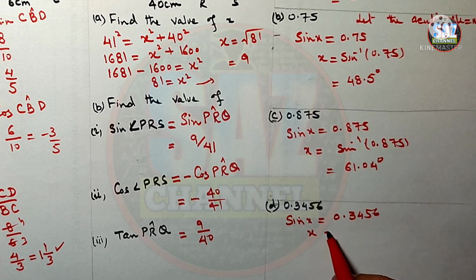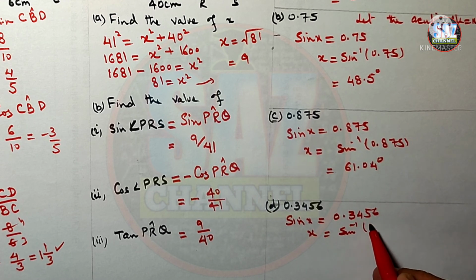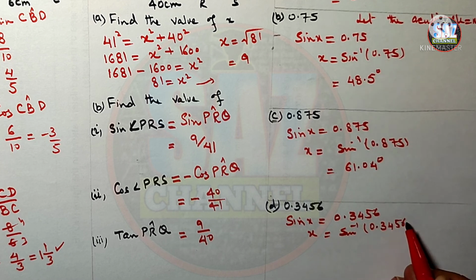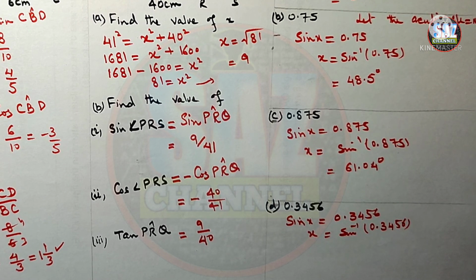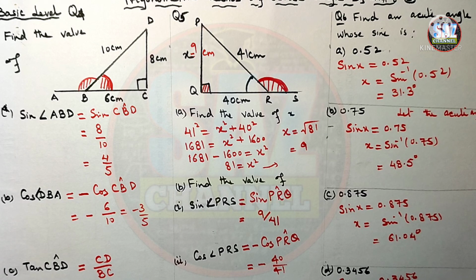Moving to the last part, we assume that sine of x equals 0.3456 and x equals sine inverse of 0.3456. Let me recheck it. Sine inverse of 0.3456, and this gives me 20.21. So x equals 20.2 degrees.